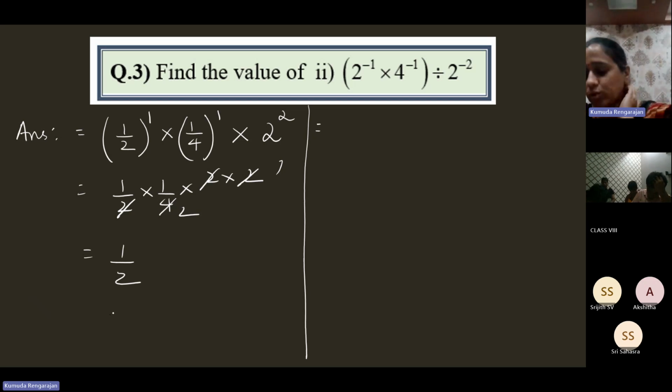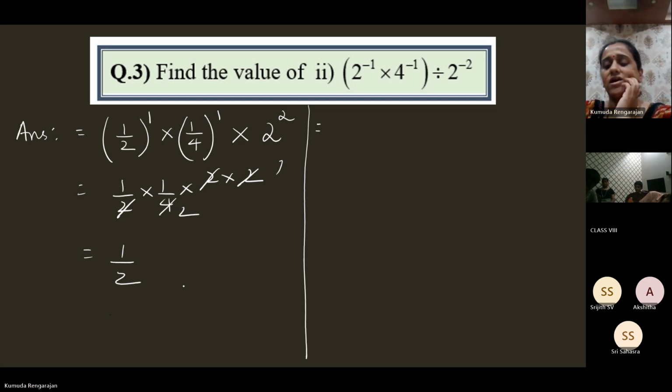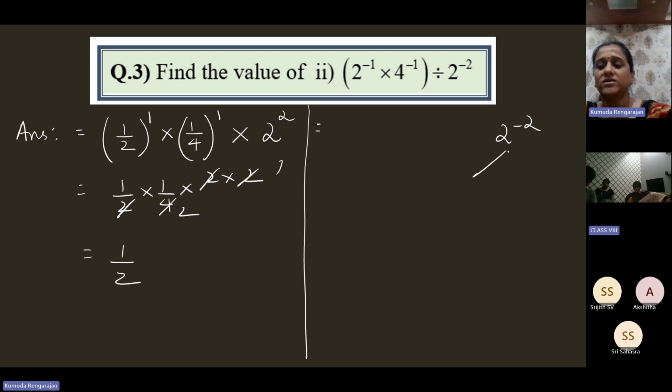See, when you're writing the reciprocal, you must choose the smarter answer. So when the power is negative, you make it positive. When you're writing the reciprocal of 2 to the power minus 2, you can write it in two ways. See, when I'm talking, you should listen. You should stop writing and listen. You can write the reciprocal of 2 to the power minus 2 in two different ways.